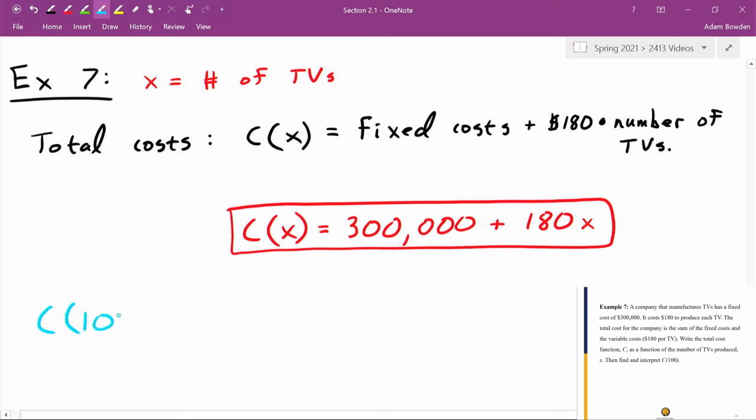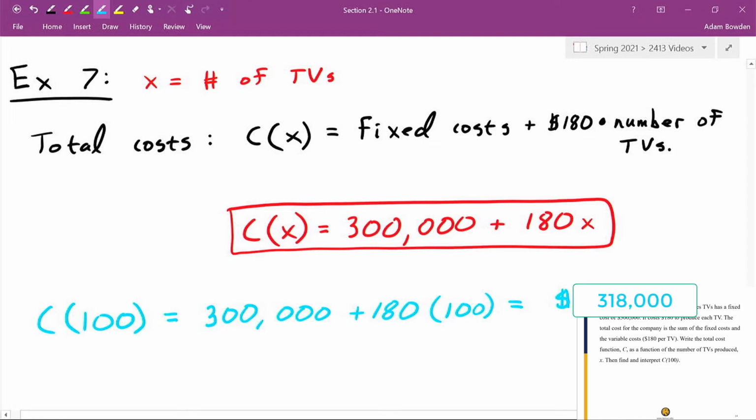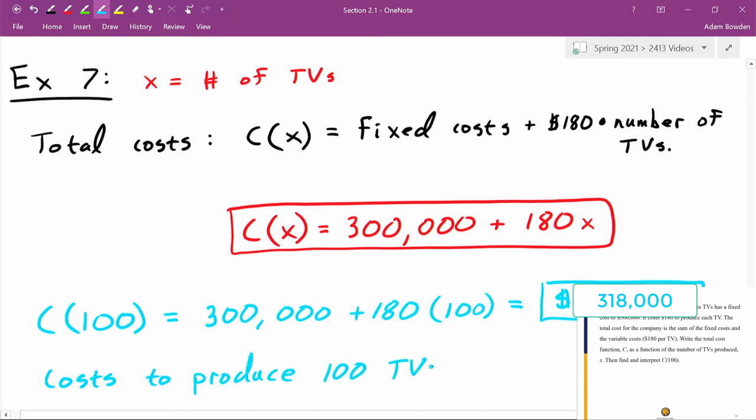If we wanted to calculate C of 100, we plug in the number 100 for x, so that'd be 300,000 plus 180 times 100. That comes out to be $318,000. So that's the cost to produce that many TVs. So that's 100 TVs.